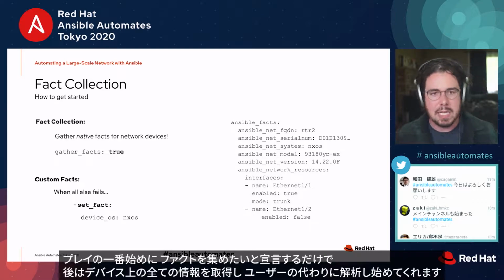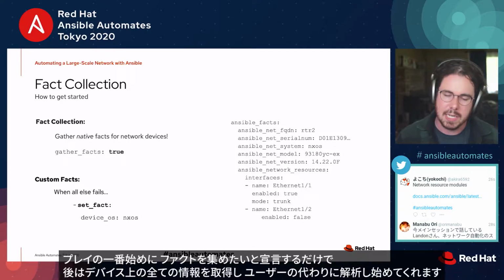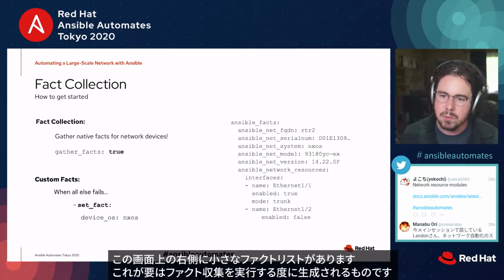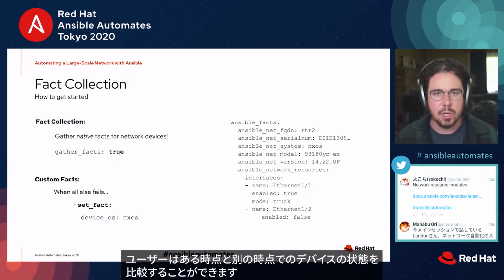At the very beginning of the plays, you just say you want to gather facts, and then it will take everything on the device and it will start parsing it out for you. On the right-hand side of the screen here, you can see a little fact list. And this is essentially what will get created every time you run your fact collection. And then you can compare what is the state of that device from one time to another.